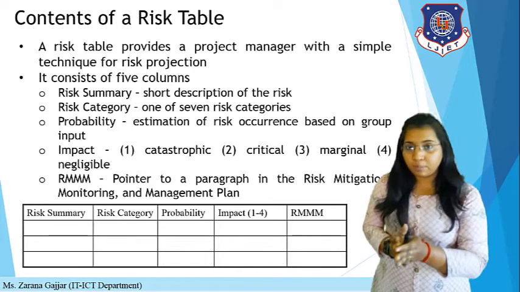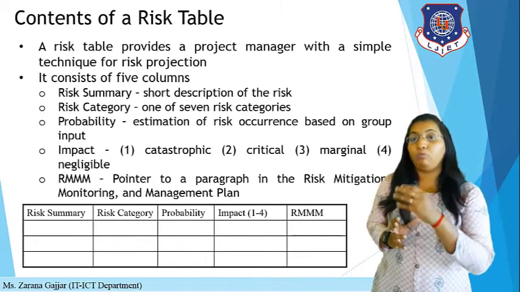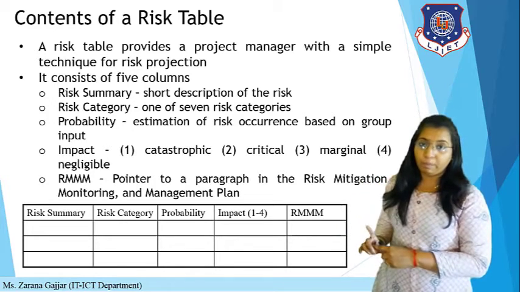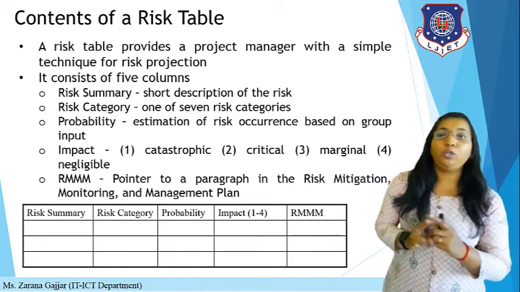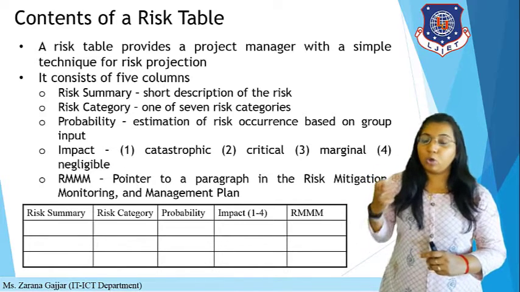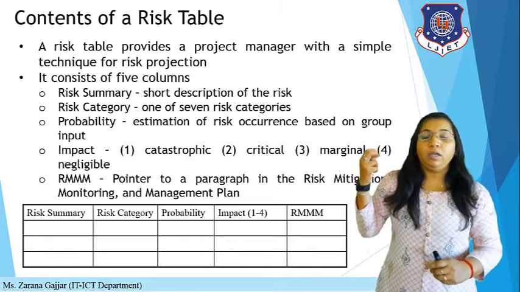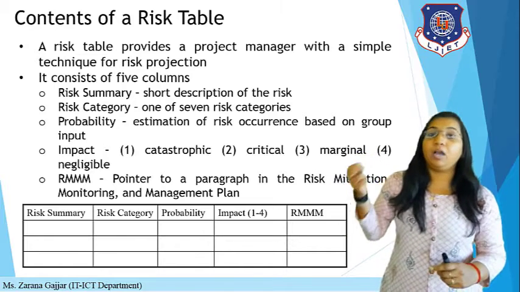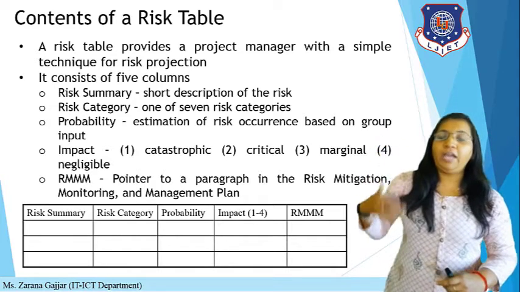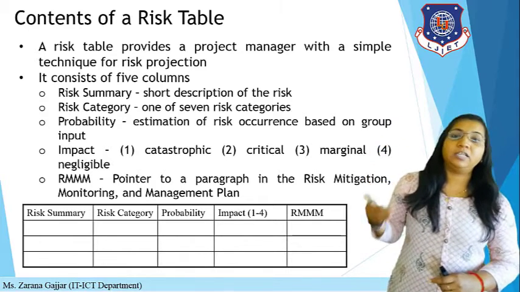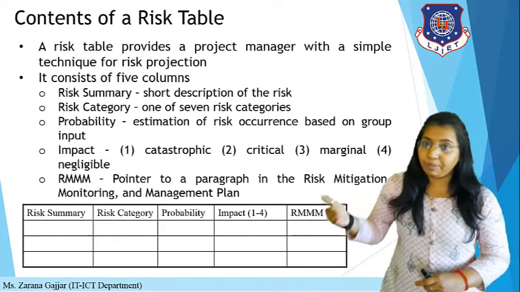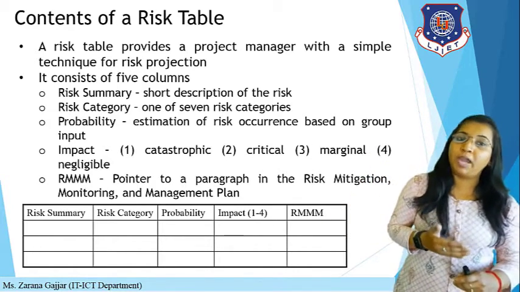If you are given some input, then based on that input you have to define the probability of a particular risk in the probability column. Then impact, 1 to 4, means you have to define the impact level of the particular risk, whether it is catastrophic, critical, marginal, or negligible. You have to define one of these impacts. And last is RMMM, which is a pointer to a paragraph in the risk mitigation, monitoring and management plan.